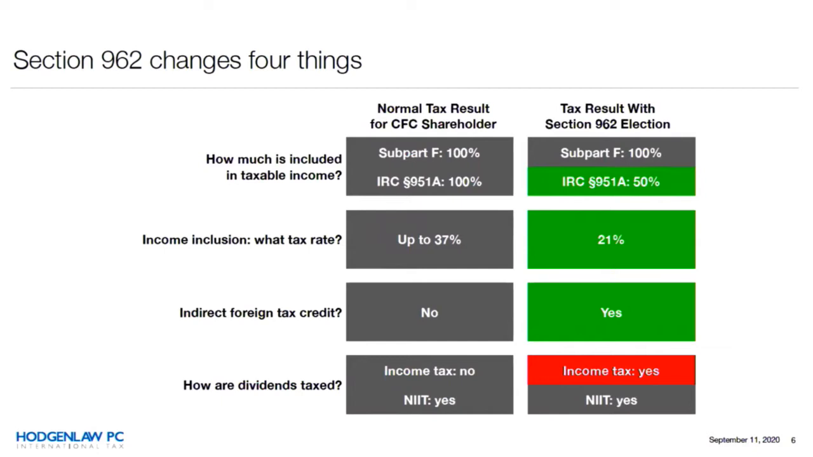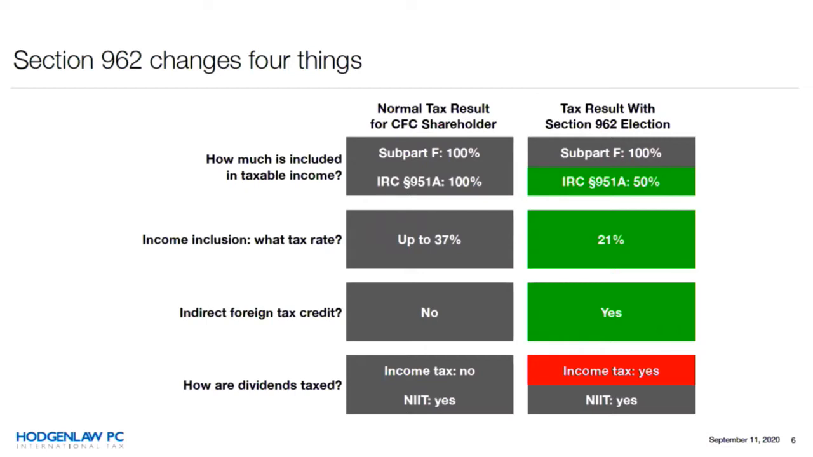The Section 962 election changes four things. And you can see in the column on the left, this is the default treatment of a CFC shareholder, which is what we have. We have an American who owns 100% of the stock of a foreign corporation. Therefore, it's a controlled foreign corporation. And you can see the default treatment of that corporation and the shareholder on the left column. And on the right, you can see the changes that are made by making the Section 962 election.